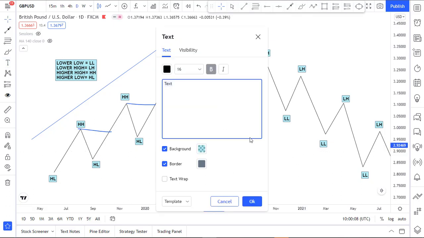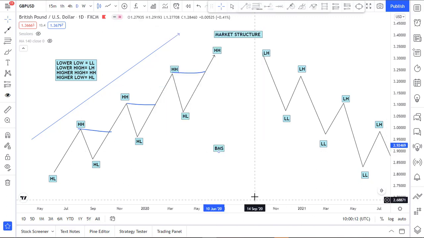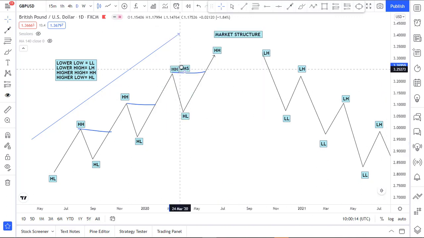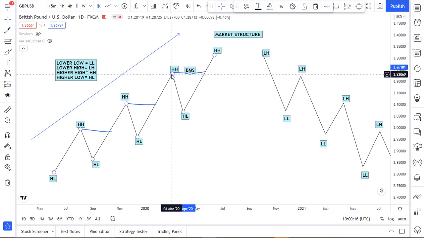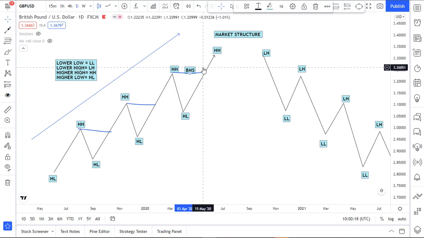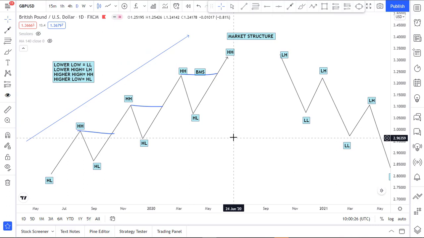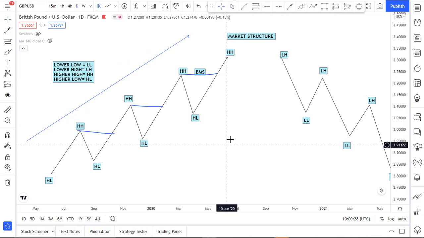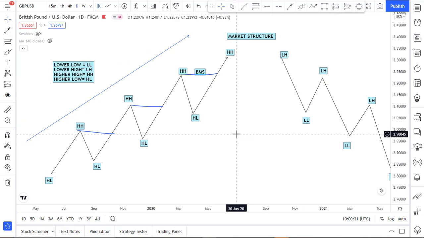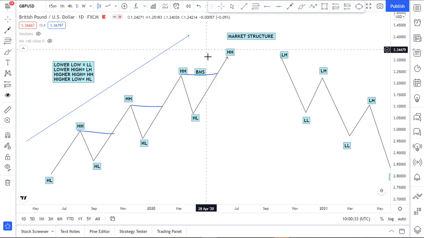So BMS simply tells us that the structure has been broken in the direction of the market, along with the direction of the market. That's what I term as break of market structure. Some people call it break of structure, BOS, but it is still the same. So that being said, we now understand what happens in an upward trend.